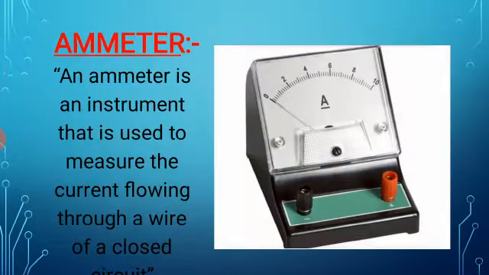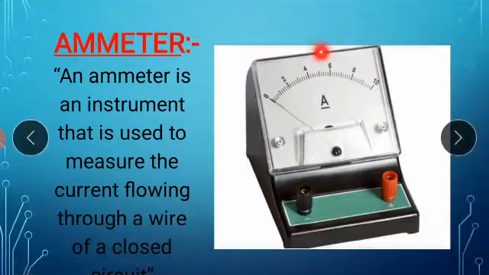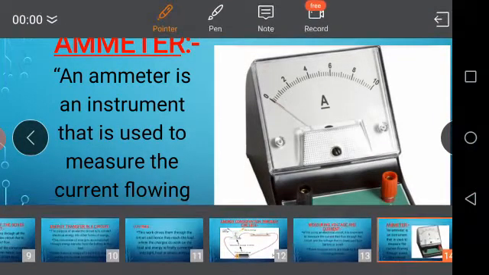First of all, we will discuss about ammeter. What is ammeter? Ammeter is an instrument that is used to measure the current flowing through a wire of a closed circuit. You can see here, this is a picture of ammeter. This is an ammeter and this is used to measure the current that is flowing through a wire of a closed circuit.